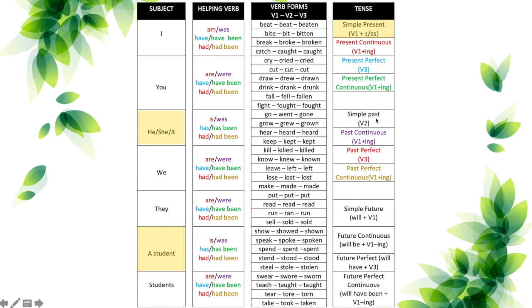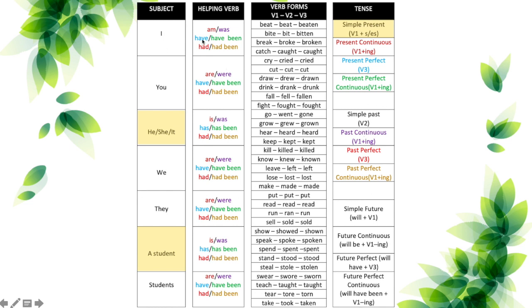Let's go to simple past. In the simple past, we use the verb V2. Break is V1, broke is V2. So I broke, you broke, he broke, she broke, it broke, we broke, they broke, a student broke, and students broke. Simple, right?